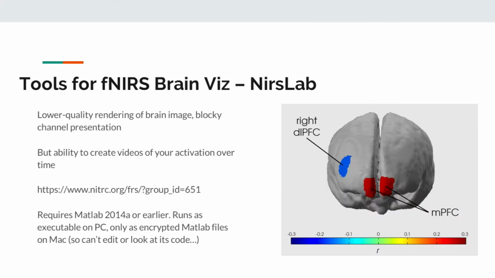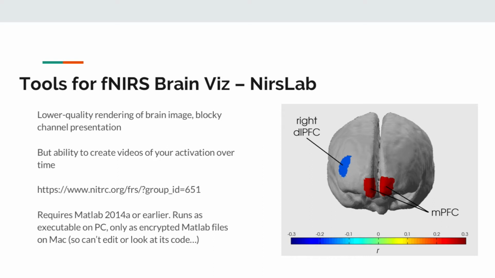Another tool I've used in the past for visualizing brain data, but I don't use so much anymore for reasons I'll say right now, is NewsLab. I don't use this anymore, except for very particular circumstances, because it's kind of a lower quality rendering of a brain image. It's only got blocky channel presentation too. But it has the ability to create videos of your activation over time. And so I might still use that if I want to be able to represent, say, 2 brains activating in a way that's visually identifiable, and then a video is kind of really convincing to show that in like a presentation.